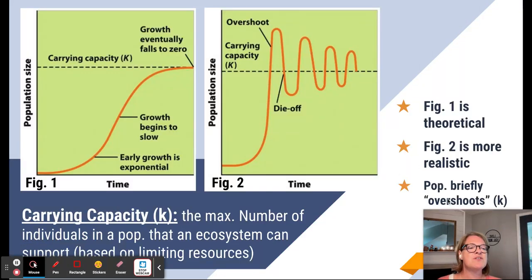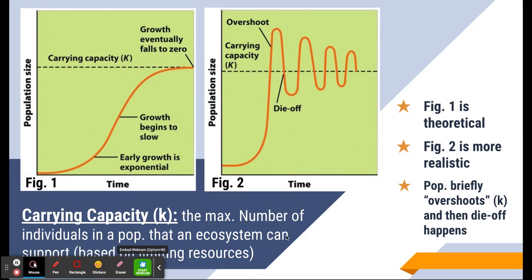to survive. So, figure one is theoretical. Figure two is actually much more realistic, but let's go through and explain what is going on in these two graphs that we're looking at. So, figure one shows exponential growth early on, and then as we start to reach the carrying capacity of a particular ecosystem, the amount of growth will begin to slow down, which is what we're seeing here, until it balances off where the growth rate actually falls to zero. And again, this is the carrying capacity.